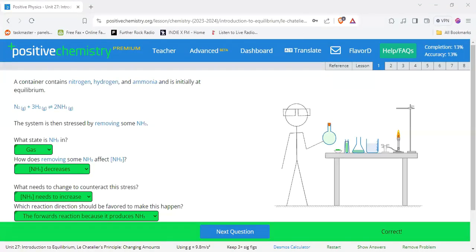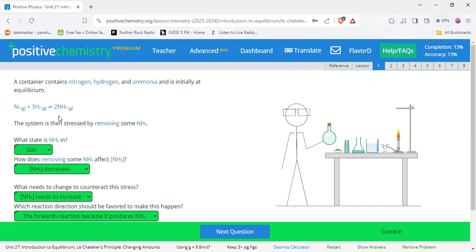So now I'm on Le Chatelier's principle, changing amounts, and we have our classic making ammonia reaction here. You take nitrogen from the atmosphere, and you use hydrogen, which isn't that hard to get, and you can make cleaning ammonia, NH3. And yes, I mean cleaning ammonia like you clean your stove with. And that takes some real doing. It takes some real heat and some effort, but it can be done.